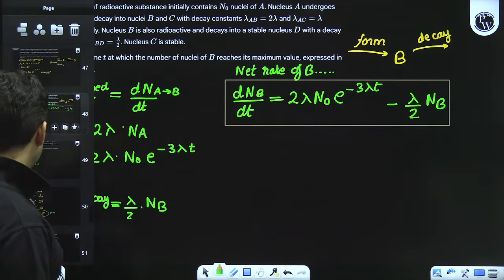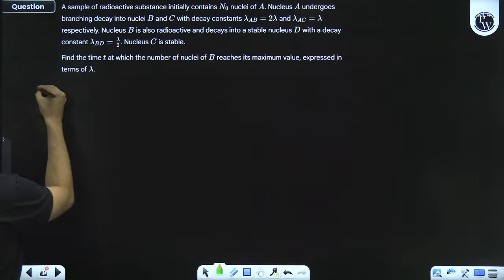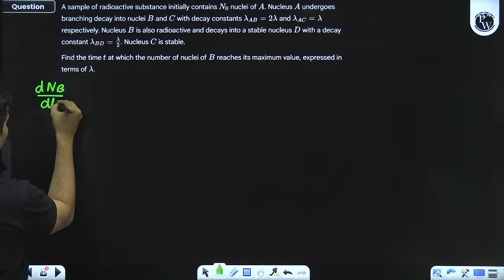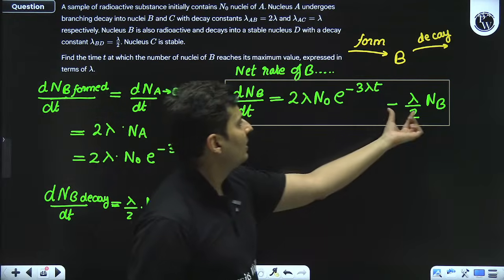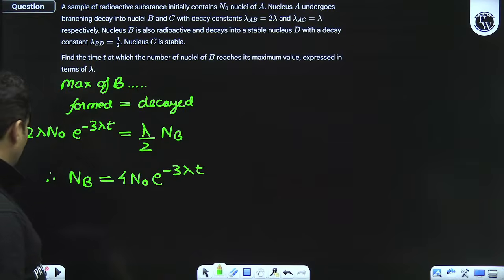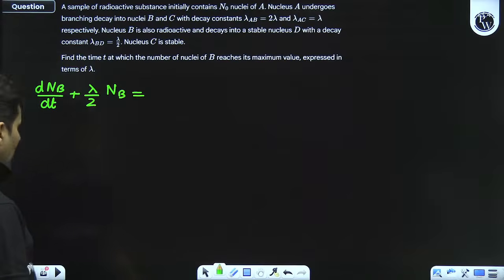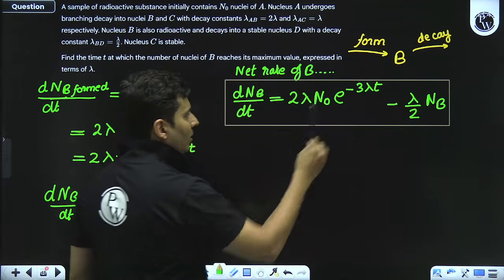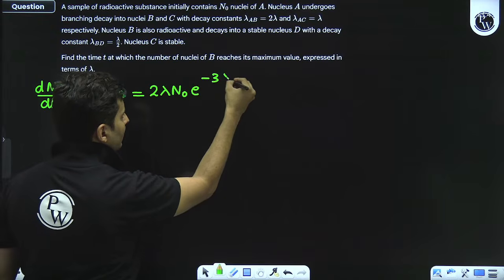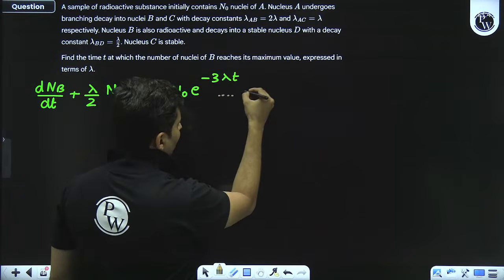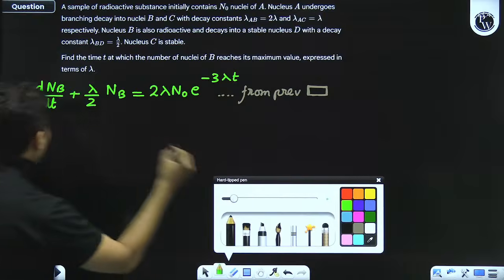Okay, so let's get back to our equation and see what we can do. I will take this exact equation and write it over here. dNB by dt is equal to 2 lambda n naught e raised to minus lambda t. I'll take this term over here, so plus lambda by 2 into NB is equal to 2 lambda n naught into e to the power minus 3 lambda t. This I have got from the previous boxed thing. Whatever I had boxed, I have got it from there. Okay. Fair enough till this point.